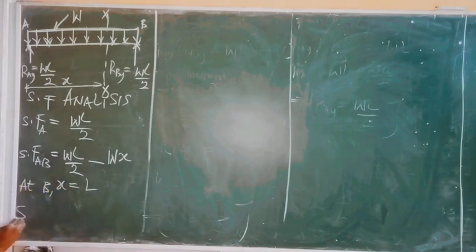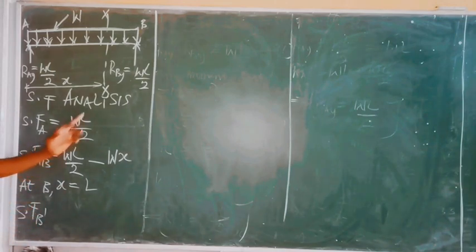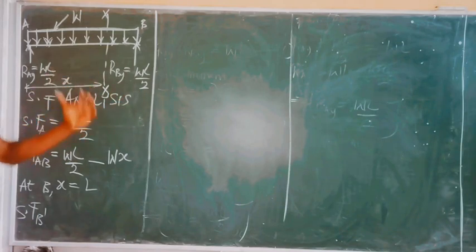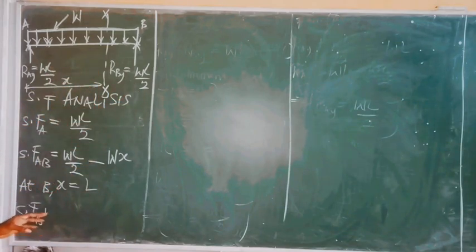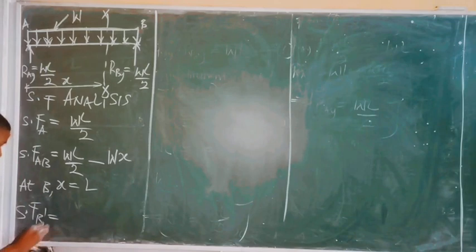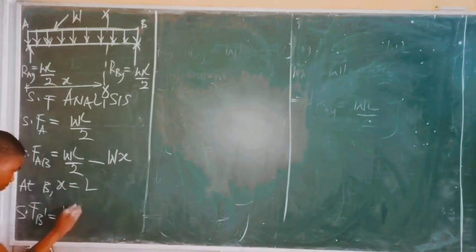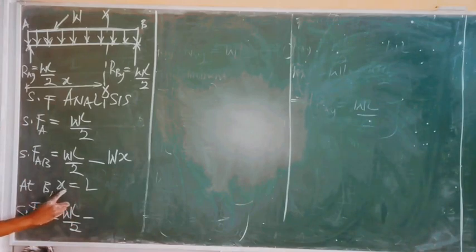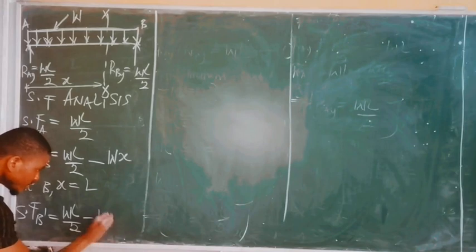So therefore, this becomes the shear force at B prime. We are using shear force at B prime because at point B there is an upward force of WL over 2, so we are not involving it yet in the calculation. We simply say shear force B prime, which means initially at point B. So the shear force is simply equal to WL all over 2 minus, and if you put in L in place of x, it becomes minus WL.